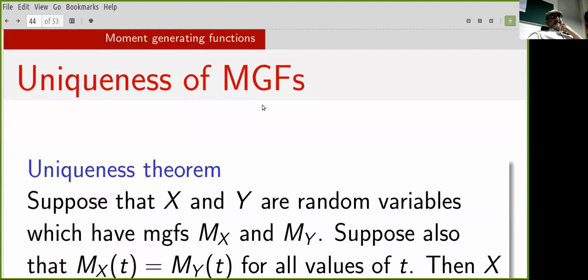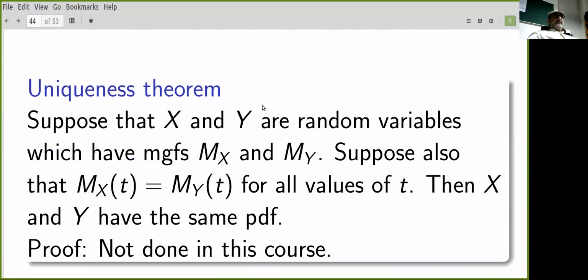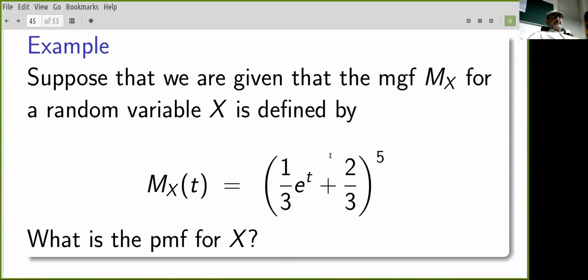Now, the uniqueness of MGFs. Can two different random variables have the same MGF? How similar are they? Okay, so suppose that x and y are random variables. They have MGFs m sub x and m sub y. And in fact, m sub x of t is equal to m sub y of t for all values of t. Then x and y have the same PDF, so they're essentially the same random variable. The proof is beyond this course, but it's a result we can use.